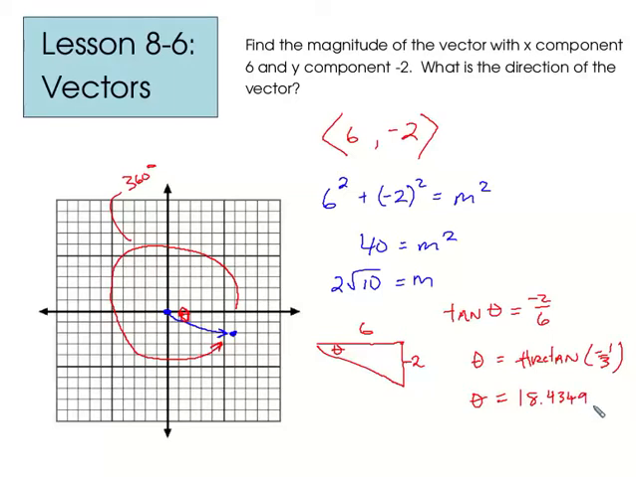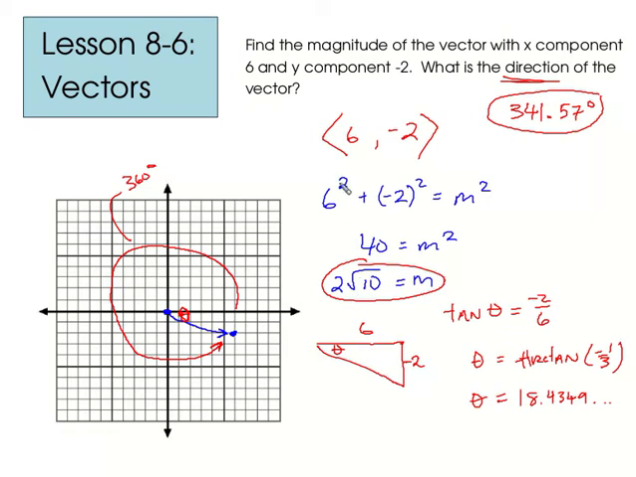18.4349, and so on. But we've got to remember, we measure in the counterclockwise direction, so if we subtract that from 360 degrees, we'll find that the direction of our vector is 341.57 degrees. That's our direction. This is our magnitude of the vector.